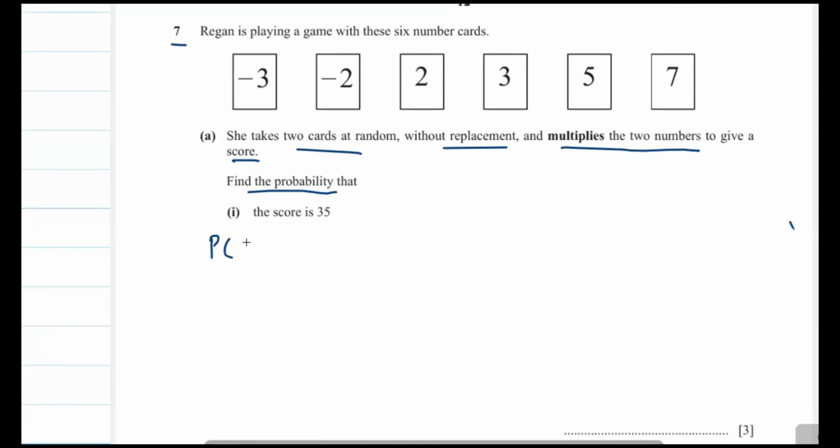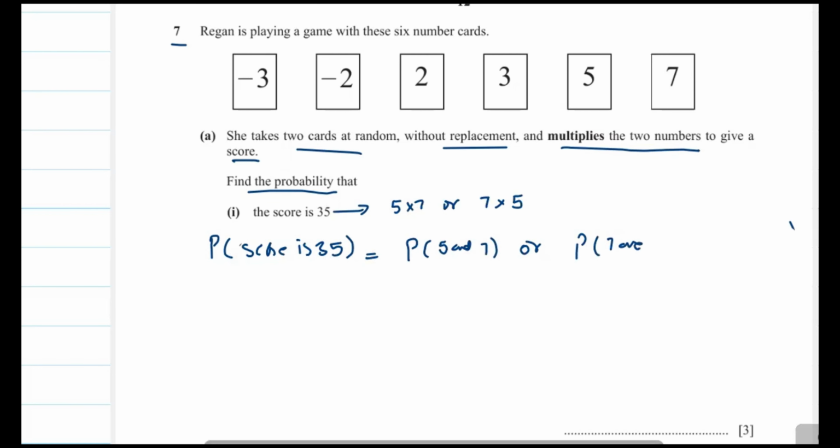Now we have to find when the product of the 2 numbers is 35. Therefore, we take the score as 35. The factors of 35 are 5 and 7, or 7 multiplied by 5. Therefore, the probability of score 35 will be the probability of 5 multiplied by the probability of 7, or the probability of 7 and then 5. Now, if we take the card 5 as chosen, the probability will become 1 over the total cards, which is 6, so 1 over 6.